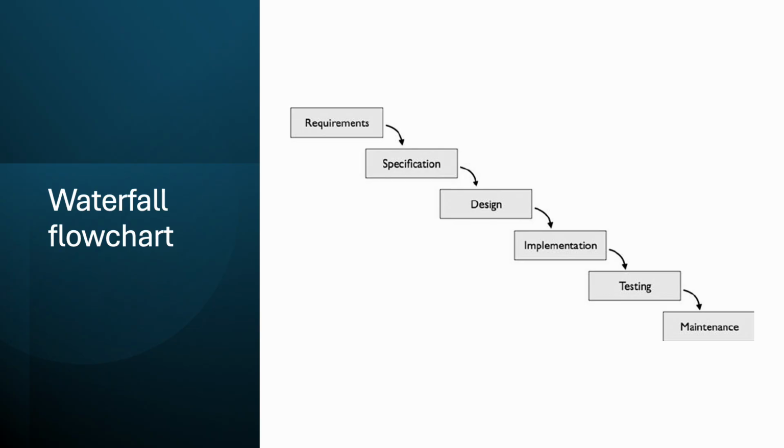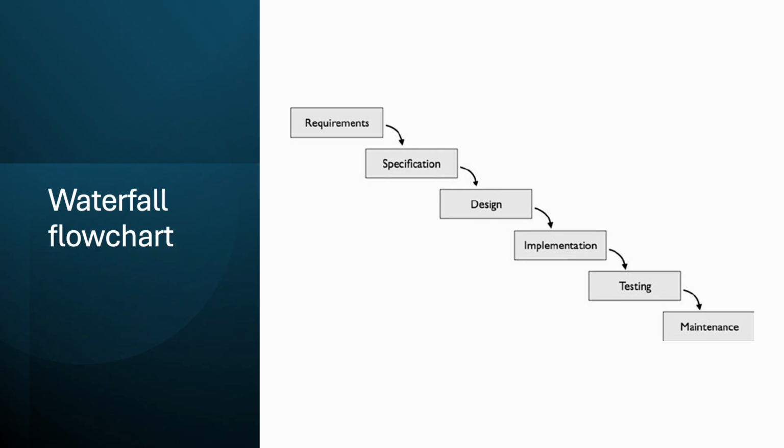Then we have the implementation or development stage. Developers begin writing the code, building the software in small units, following the design specifications from previous phases. And testing. The individual units are integrated to form a complete system, which is then thoroughly tested to ensure it meets the defined requirements and is free from errors.